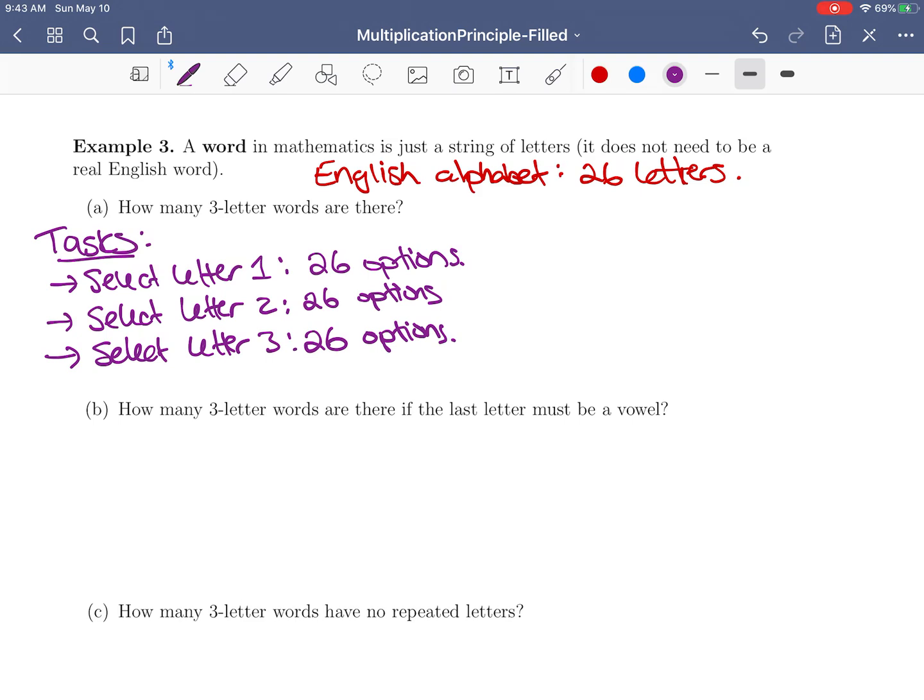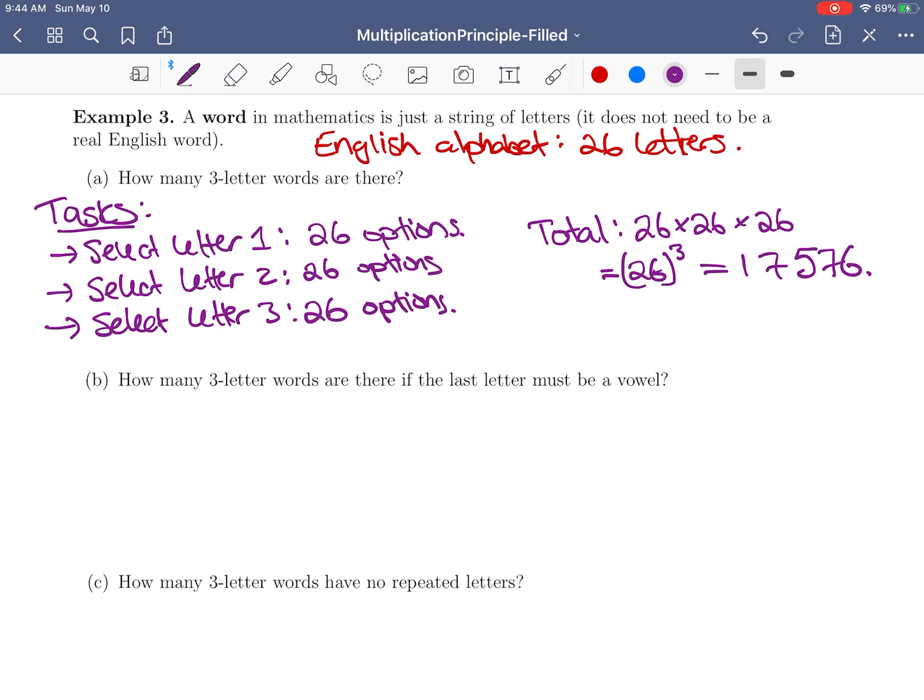So that means the total number is going to be 26 times 26 times 26, which is 26 cubed, which, if you want the number, is 17,576.